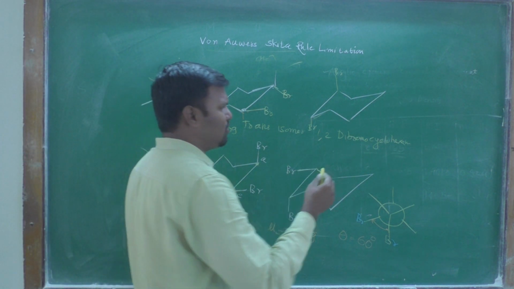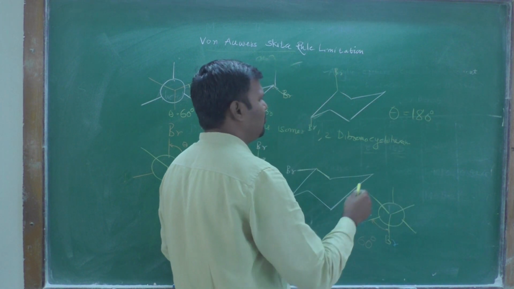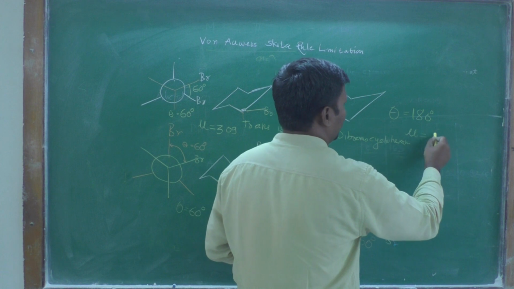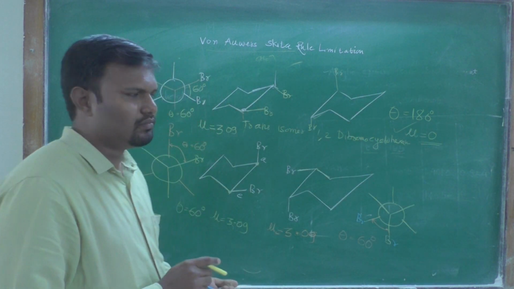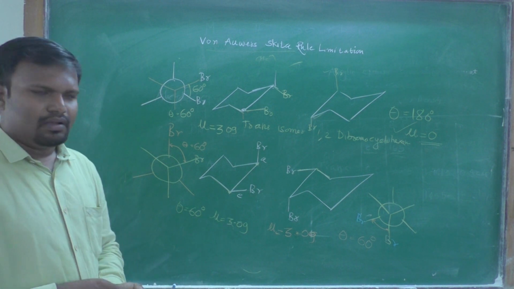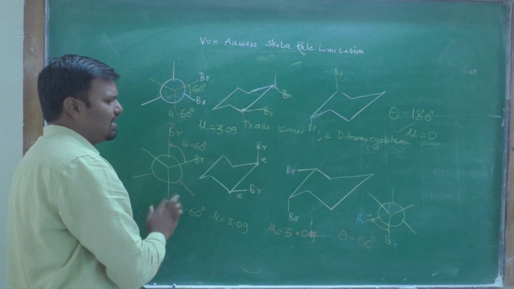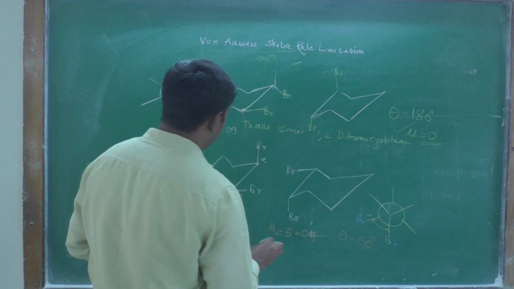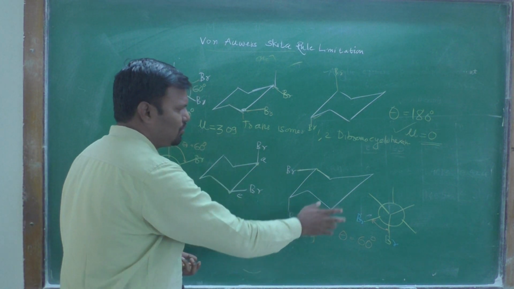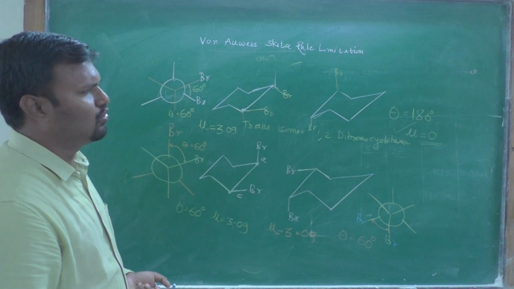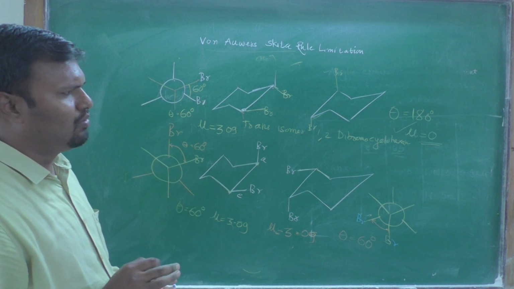But when theta is equal to 180 degrees, then by using the formula we can predict that the dipole moment should be 0. Theoretically we find it out by using theta. For the compounds with the same theta, the dipole moments we can predict as 3.09, 3.09, 3.09. For theta equal to 180, the dipole moment should be 0.